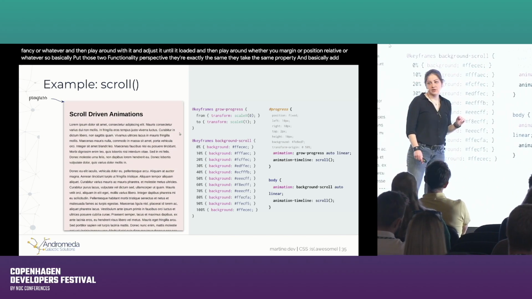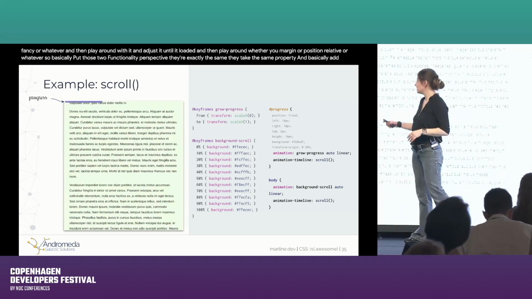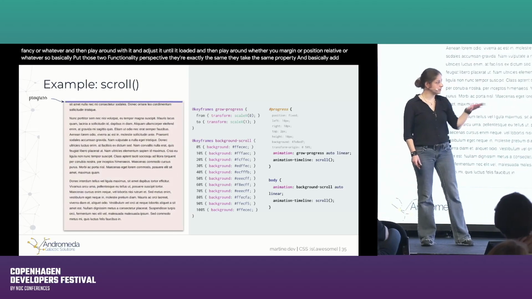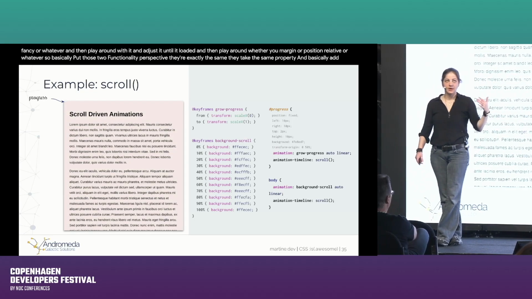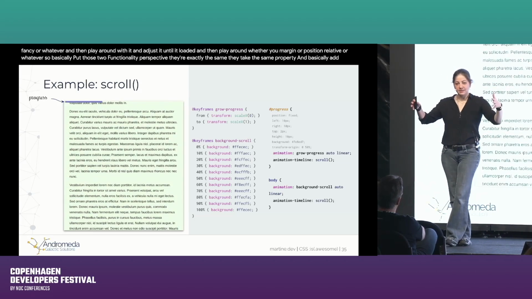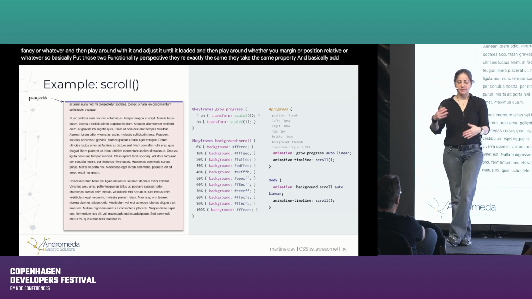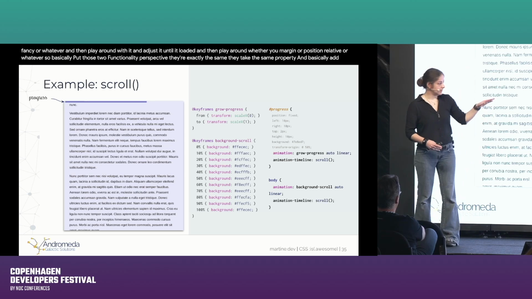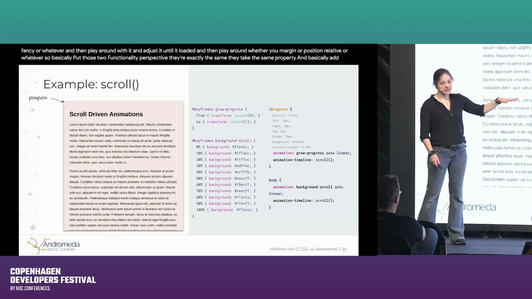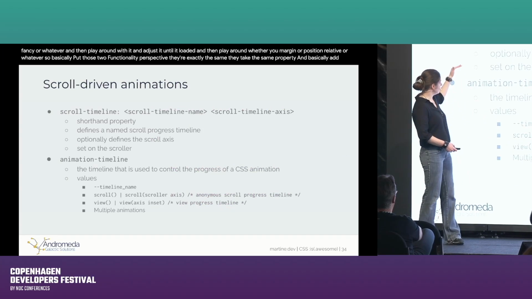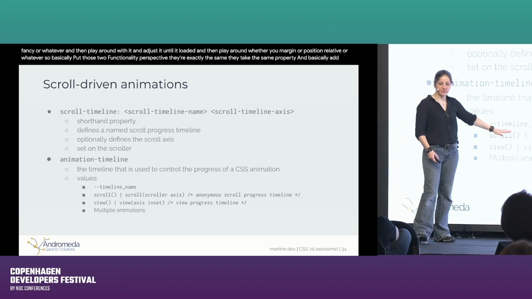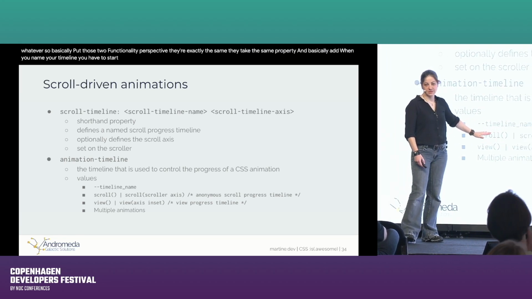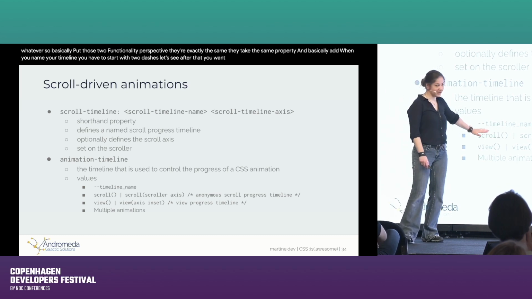You can name what your scroll area is. So this is just being done on the general body, right? But let's say you have a layout in a grid, for example, and so your body isn't what's scrolling, and you may have to define where your scroll is. You can go ahead and name that if you want to, and name your timeline, which is where that timeline name is going to be. When you name your timeline, you have to start with 2 dashes. After that, you can name it whatever you want, but it has to start with 2 dashes.